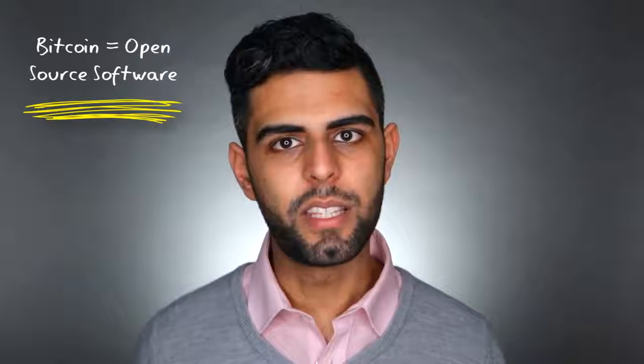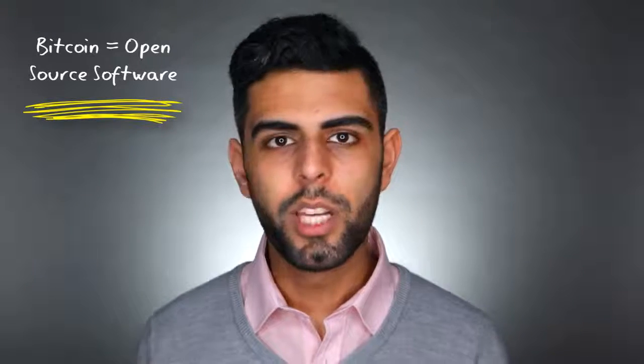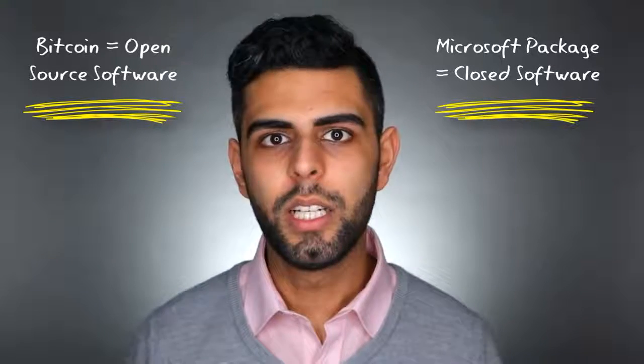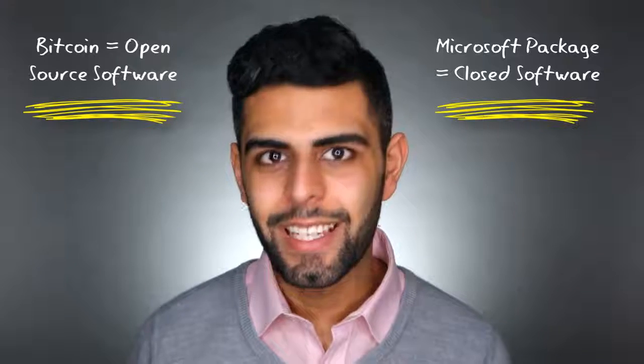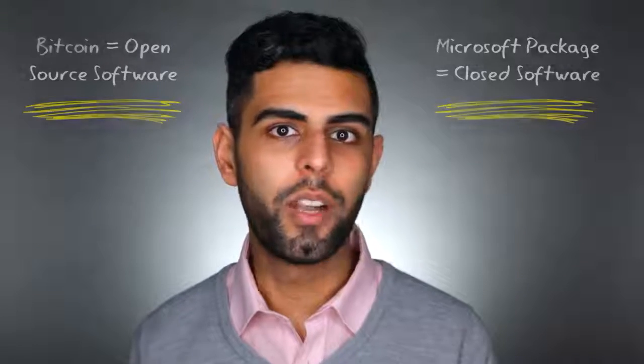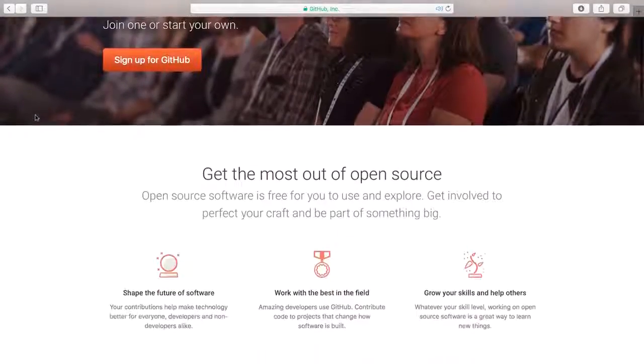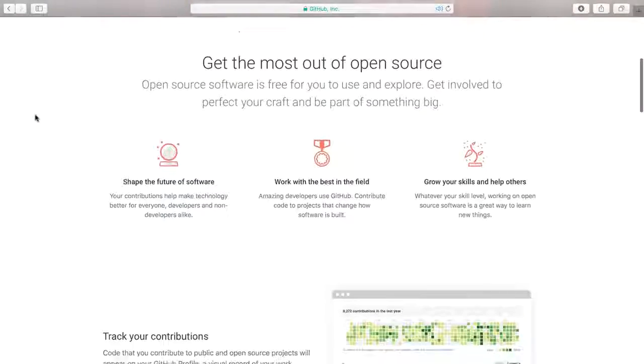So remember, Bitcoin is an open source piece of software, but an example of a closed software would be, let's say, the Microsoft package that you have on your computer. Only Microsoft can edit the actual source code, you can't. Whereas with something like Bitcoin, anyone can contribute to the code and perhaps modify it. Now, there are many more examples of open source software on the net and of course on GitHub.